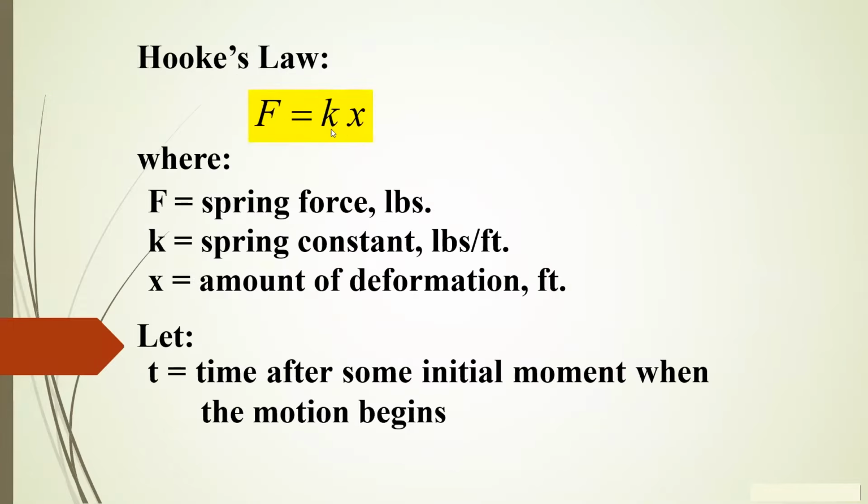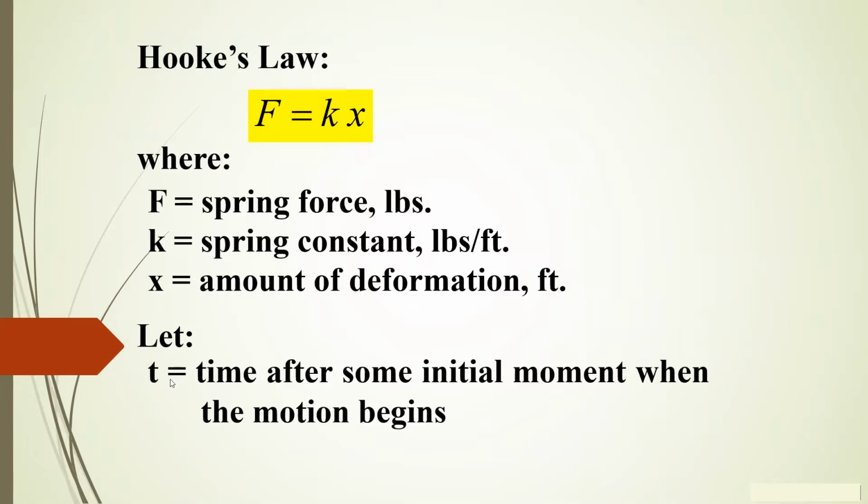It's F is equal to Kx, wherein F is the spring force in pounds, K is the Hooke's law constant or the spring constant, that's pounds per foot. x is the amount of deformation in foot. So amount of deformation, as I said, it can be the elongation or the compression, di ba, of the spring. That's the distance or basically displacement.